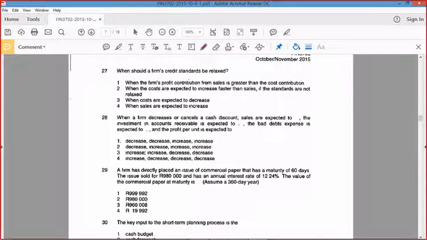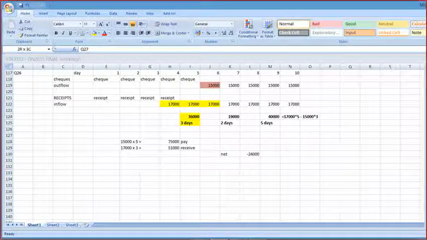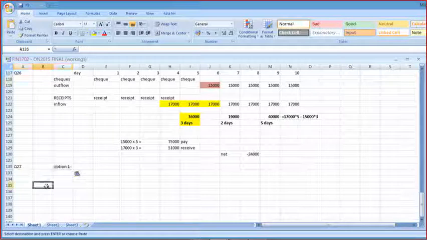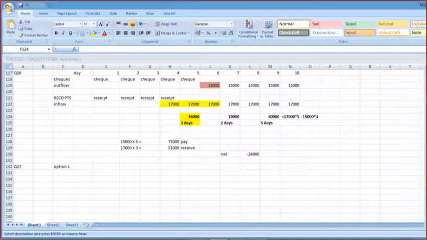27, when should a firm's credit standards be relaxed? It's always when the benefit is better than the cost. Right, so option 1, when you contribute more profits than it's going to cost you to do. Yeah, that's a theory question. Okay. And 28 was another theory question.